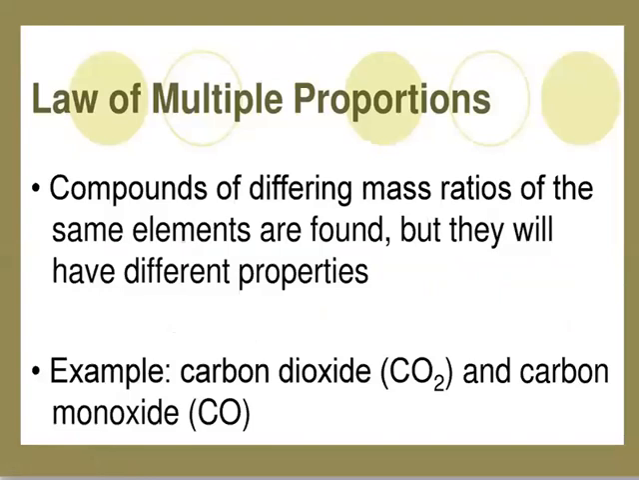Compounds of differing mass ratios of the same elements are found, but they will also have different properties. If we consider carbon dioxide gas, it is used for the process of photosynthesis by green plants. The gas is considered a good example of a fire extinguisher, whereas carbon monoxide is very toxic. It is fatal for human beings and is not used for photosynthesis by green plants.